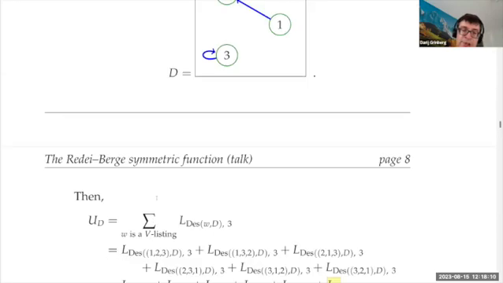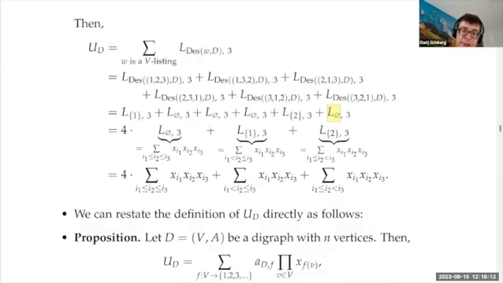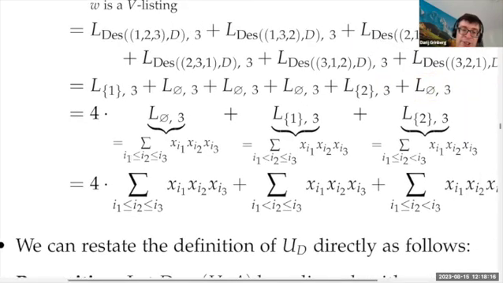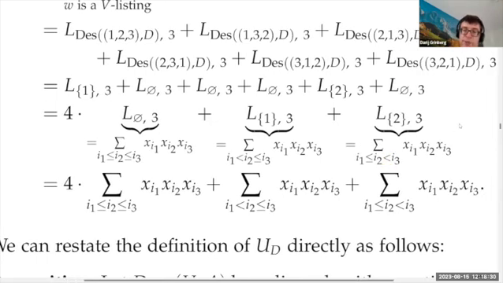And now you remember what L_{I,n} is. Quite explicitly, for the empty set, all the inequalities are weak. So you get this sum. For the set {1}, you get this sum because the first inequality gets made strict. And for the set {2}, you get the same sum, but instead the second inequality sign is strict. So you get this expression.